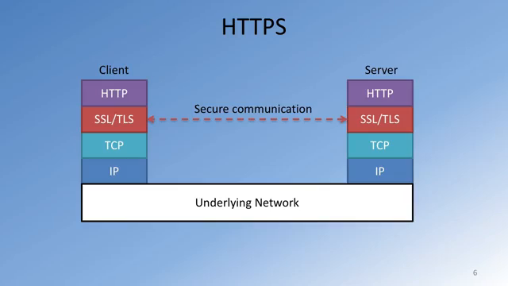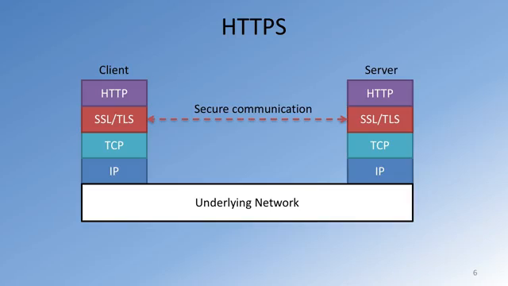Now, on top of the transport layer, you have the secure socket layer or the transport layer security running as a thin layer on top of TCP, which ensures secure communication between the client and the server. And on top of it, HTTP can run. So HTTPS essentially involves HTTP plus the use of encryption and decryption supported through SSL and TLS.